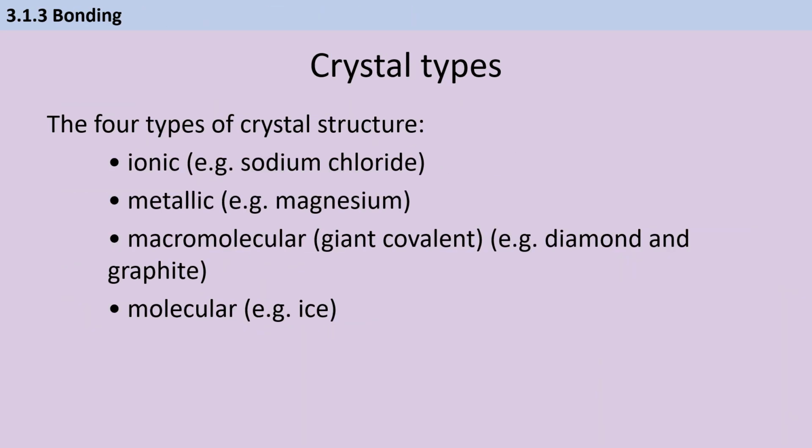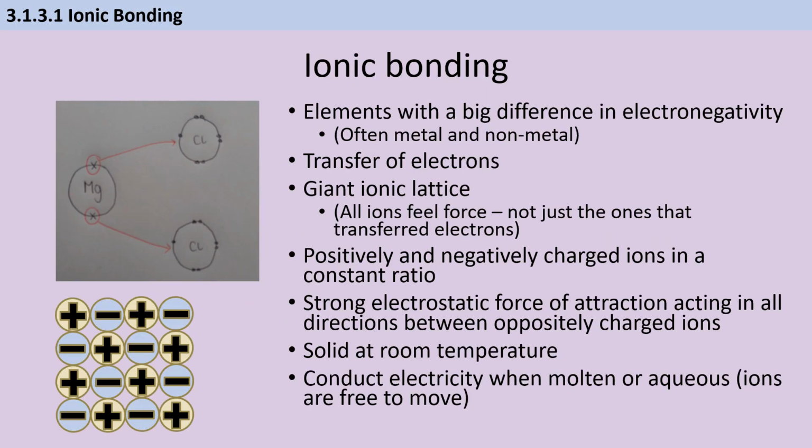In the bonding topic, we discuss 4 types of crystal structure, which is the overall structure of the substance. Is it ionic like sodium chloride, metallic like magnesium, macromolecular, which you would have called giant covalent at GCSE, like diamond and graphite, or is it a simple molecular substance like ice? Unlike at GCSE, where we made distinctions between bonding types based on whether things were metals or non-metals, at A-level we appreciate that it's a bit more nuanced and really we're talking about differences in electronegativity.